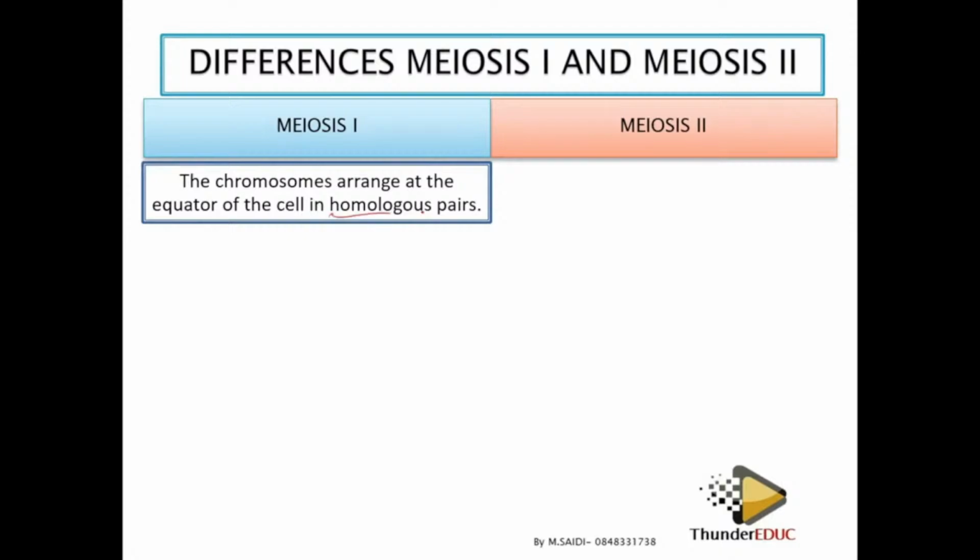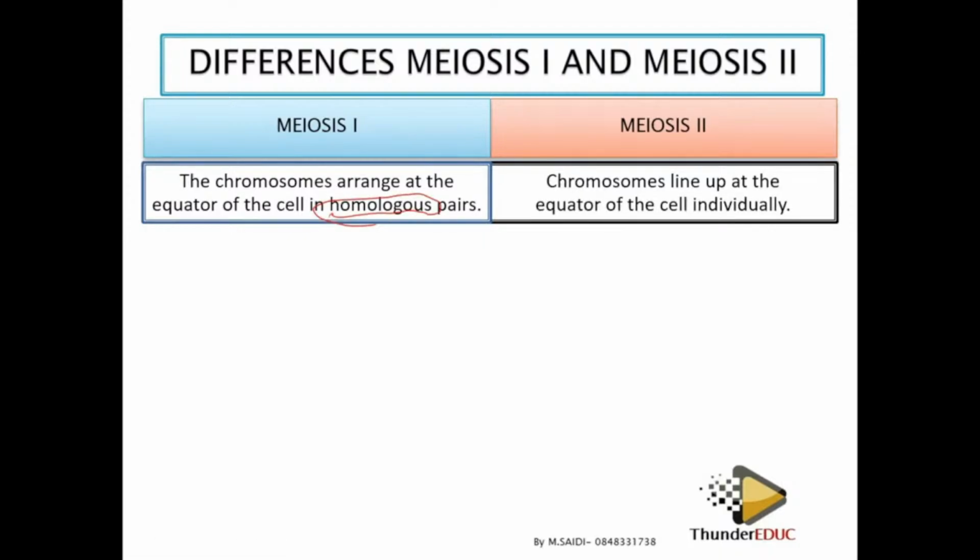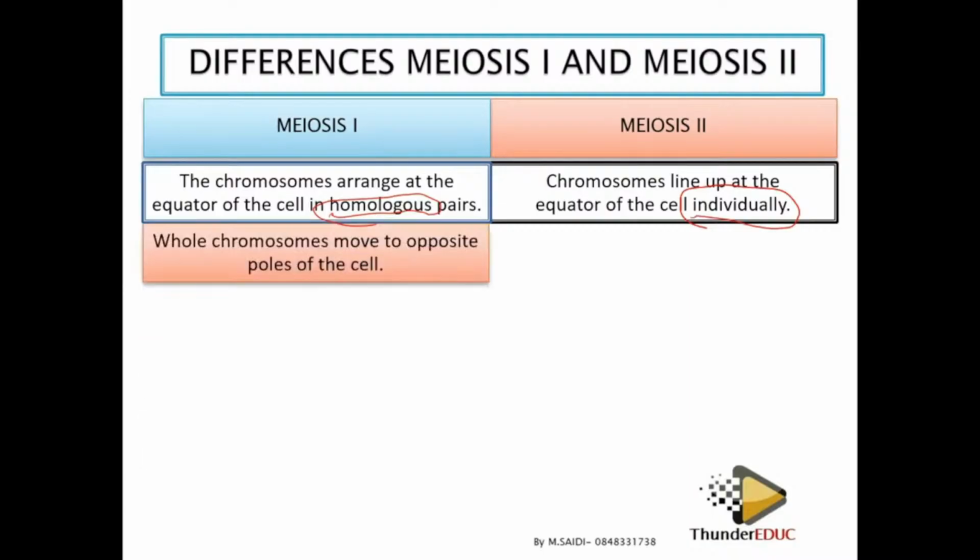In the homologous pair, this is the key point. On the other side, the chromosomes align along the equator individually. This is the key point which differentiates them. Then they are saying that the chromosomes move to opposite poles.